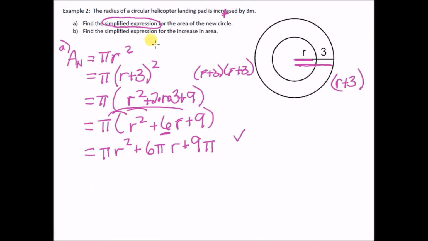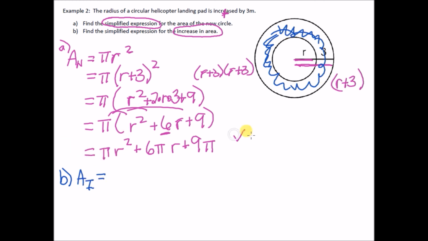Now, B asks us to find the expression for the increase in area. So this is actually just like the difference. Okay, it's a difference from the small area to the large area. So this blue in here, this is what we're trying to find the area of. So let's go B. Area of the increase. What we're going to do is take the entire area, which is the new circle, pi r squared plus 6 pi r plus 9 pi.